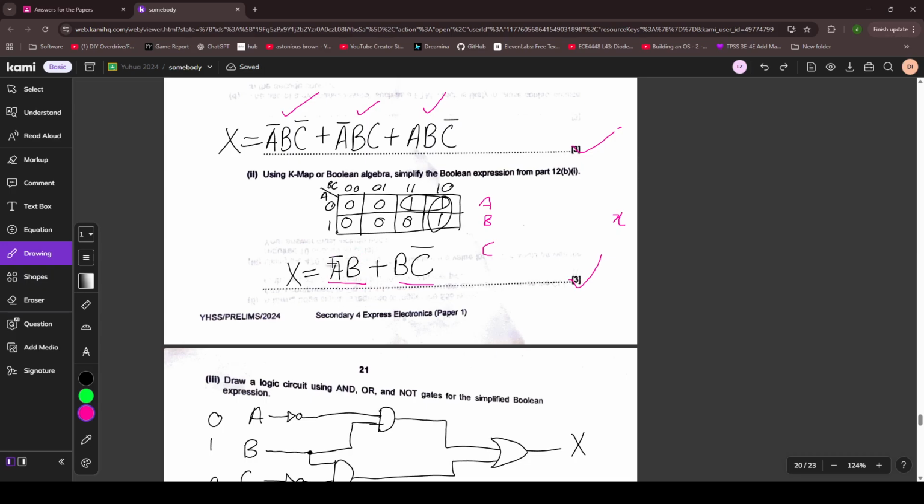So for A bar B, first thing we can note is that A is being inverted, so we can just add a NOT gate. Then we see that A bar is multiplied with B, so they AND. Next, look at the other expression: B and then C bar. Oh, C is being inverted. B is being multiplied with the inverted C, which means AND.